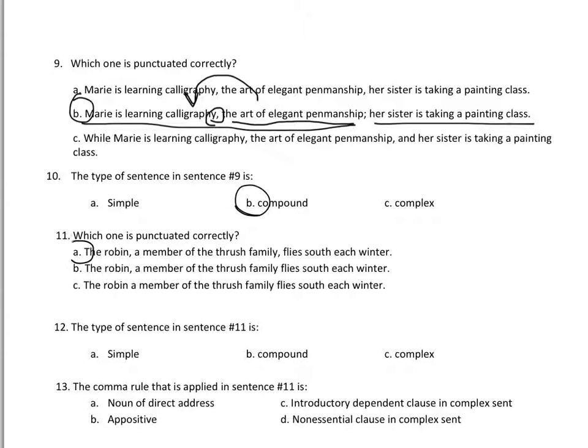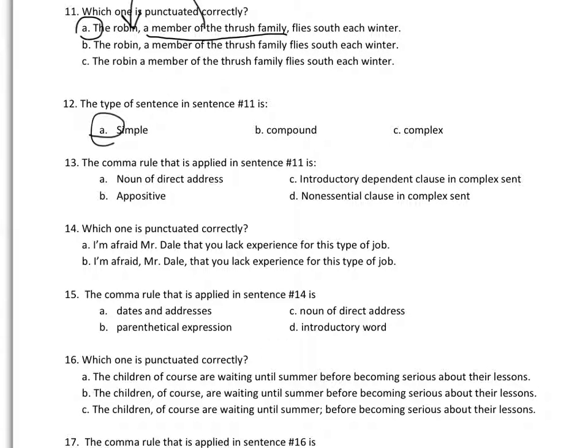For this one, A is correct because a member of the thrush family is an appositive, renaming what the robin is. So you put commas on both sides of it. And that is a simple sentence. The reason why it's a simple sentence is it simply has one subject, the robin, and one verb, flies, and it's just one independent clause. And then, of course, the comma rule that's applied there is appositive.